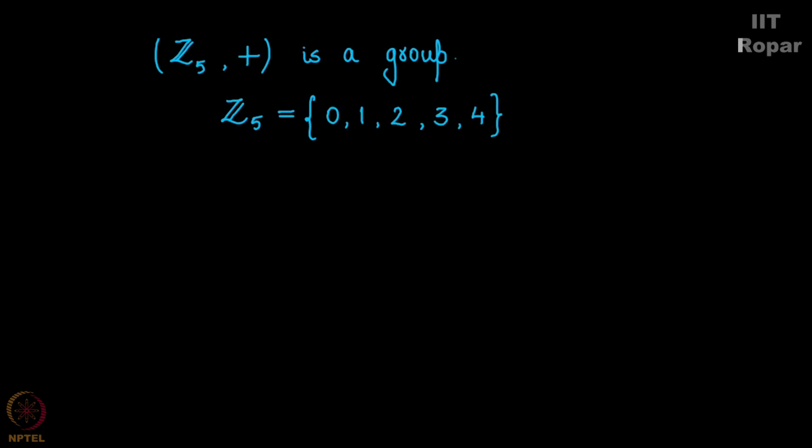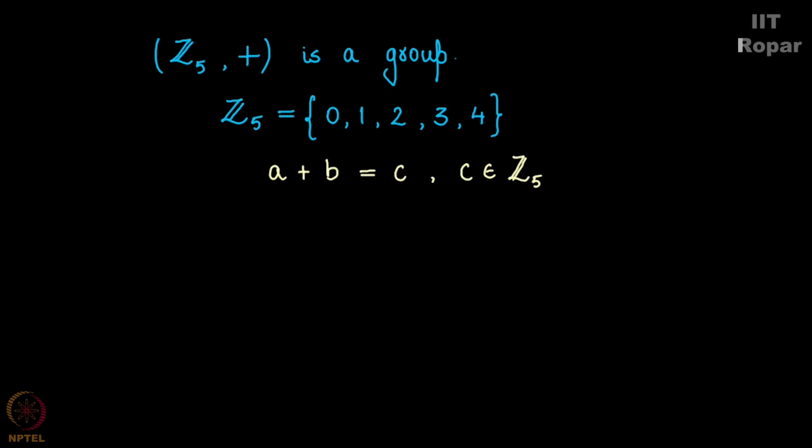So Z5 has these elements 0, 1, 2, 3, 4. We know that. So in general, any Zn, let me just tell it for your clarity, has elements 0, 1, 2, 3 up to n minus 1. How we got that? I have explained in the previous video. Now, if I take two elements a plus b, I'm adding them, I get a number or an integer c, which again belongs to Z5.